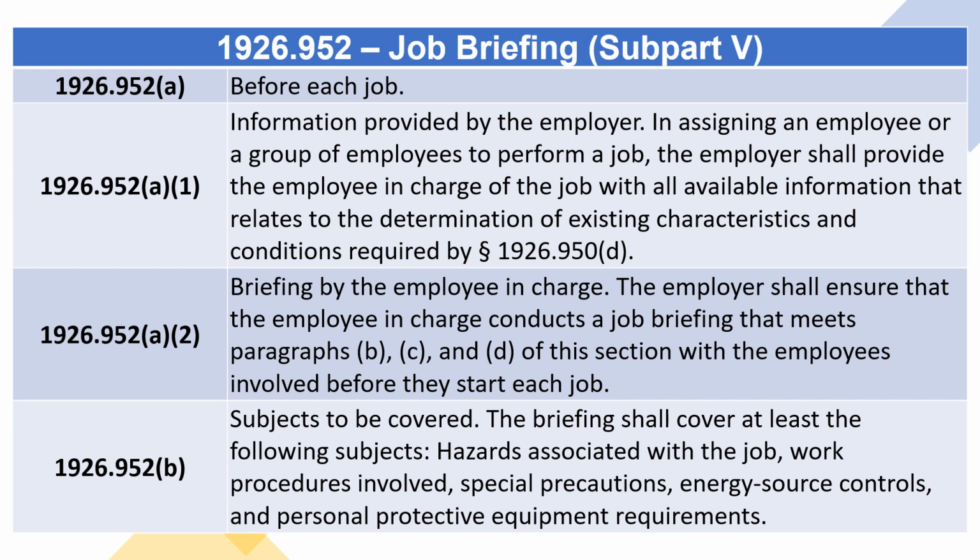In assigning an employee or a group of employees to perform a job, the employer shall provide the employee in charge of the job with all available information that relates to the determination of existing characteristics and conditions required by Section 1926.950(d).